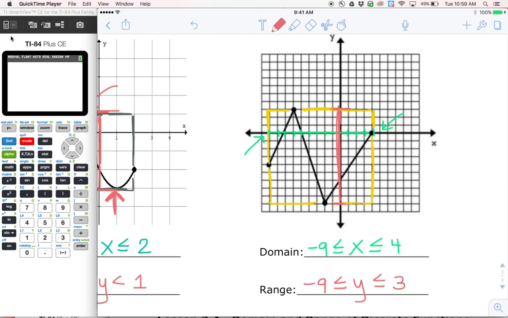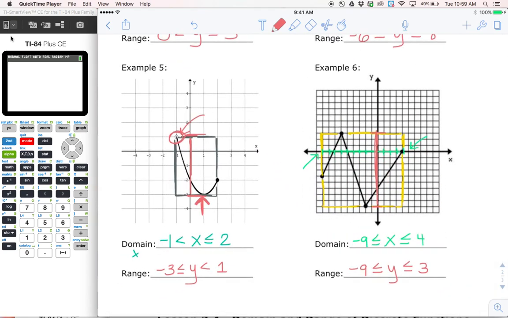You guys are going to need a lot of practice with domain and range. Okay, so please, if you're not getting it yet, just keep practicing, keep framing your graphs with these boxes. That's going to help you visually to understand your boundaries.